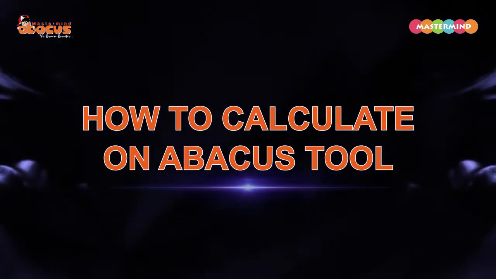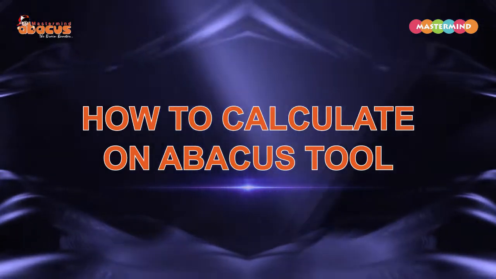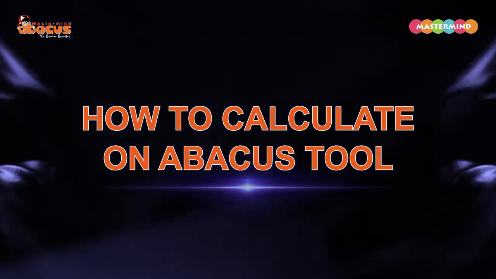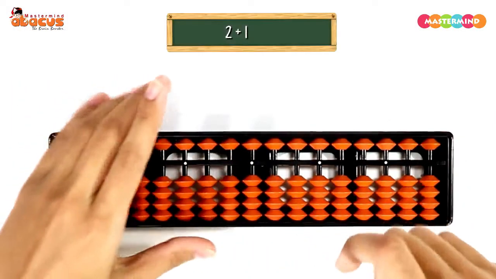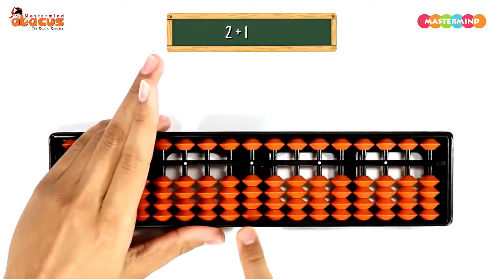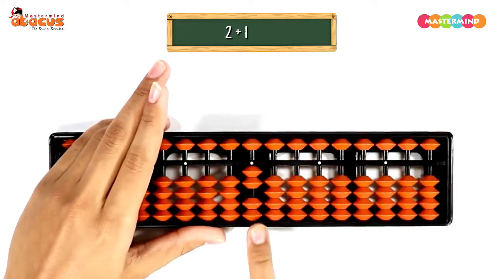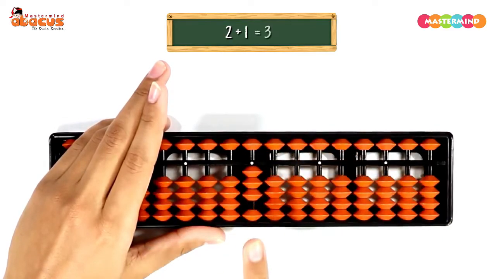Calculate on the abacus tool. Let us understand this by solving a few examples. 2 add 1. Add 2 with your thumb of the right hand on the unit rod. And then add 1 again on the unit rod with the thumb of your right hand. The answer is 3 on the abacus.